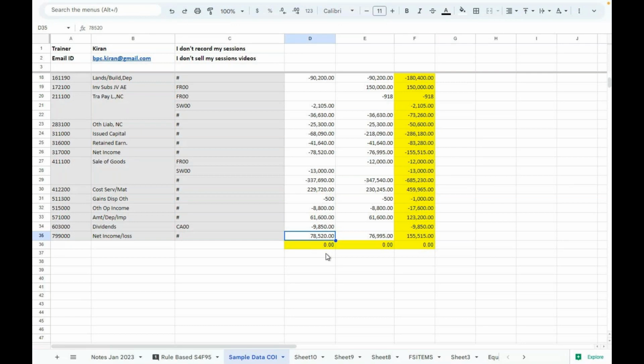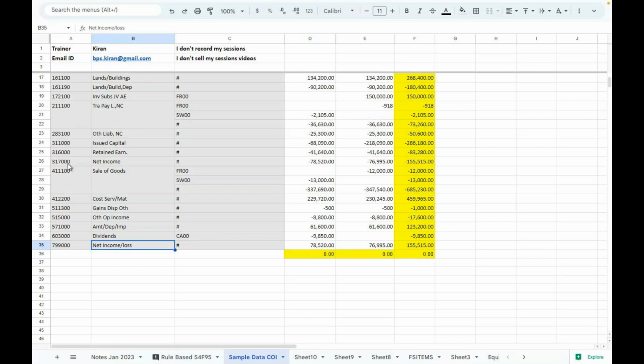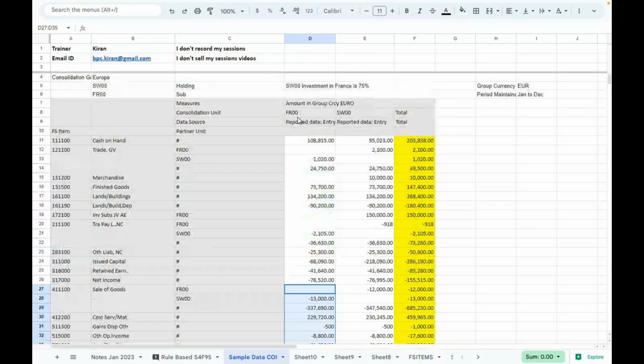So here what happens? The net income is calculated. One leg is posted here in the net income account on the P&L side. The other leg is posted to the equity side. The 3 series is my equity side, that 78,520. So it adjusts your equity, and it also posts the net income here in the P&L. So if you see the total of this P&L statement, it becomes 0, including the net income. The same thing is applicable for France and Switzerland. So let's freeze here.